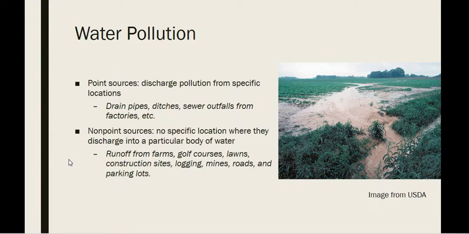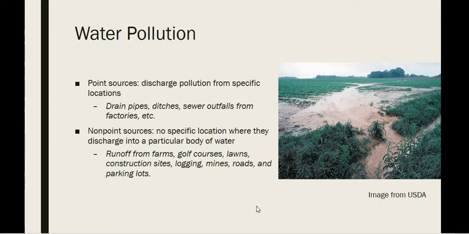A non-point source is the flip side. So there's no specific location. You can't go out and say, well, this particular pipe on this particular farm in this particular county is impacting this water. So runoff from farms, which you can see over here. This runoff could be coming from anywhere in this field or the adjacent fields. You can't necessarily go in here and point the blame.